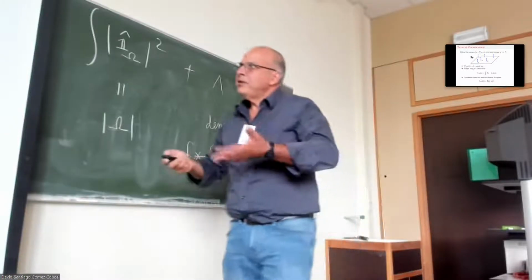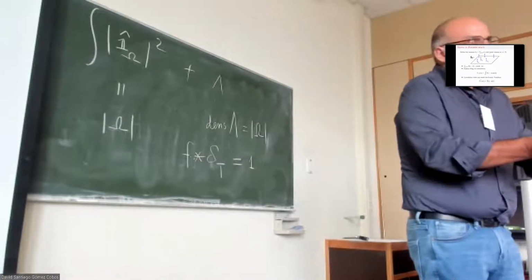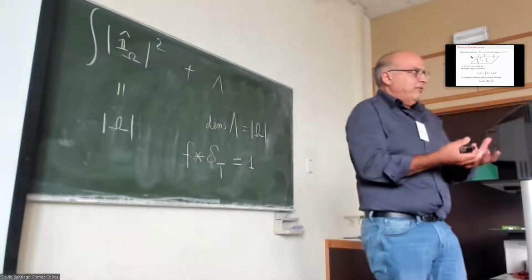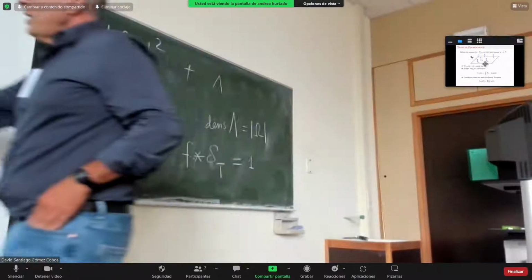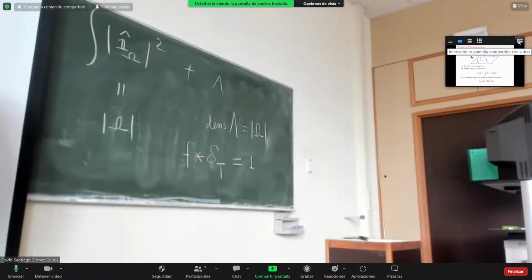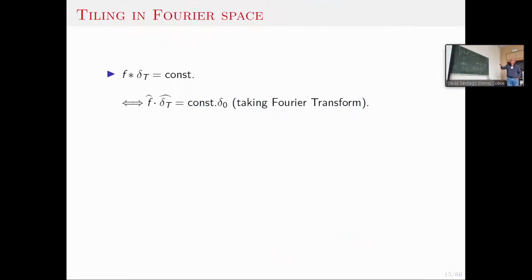And then, of course, when you see a convolution and you are appropriately trained as a student or whatever, you immediately want to take a Fourier transform. They play very well together. So on the Fourier side, f star mu becomes f hat times mu hat. Much easier to understand. Okay, so having this be a constant, which means f tiles with T, is equivalent to this product: f hat times delta hat is a constant times a Dirac mass at the origin. This is the Fourier transform of the constant.